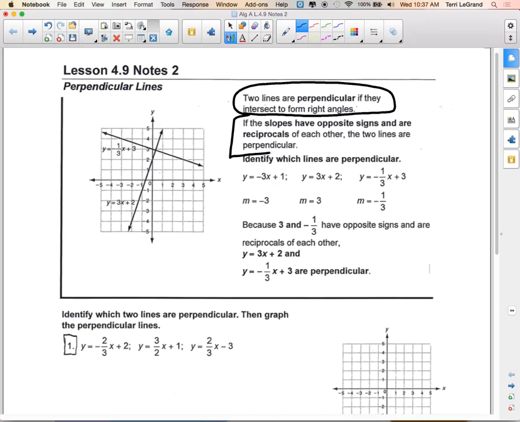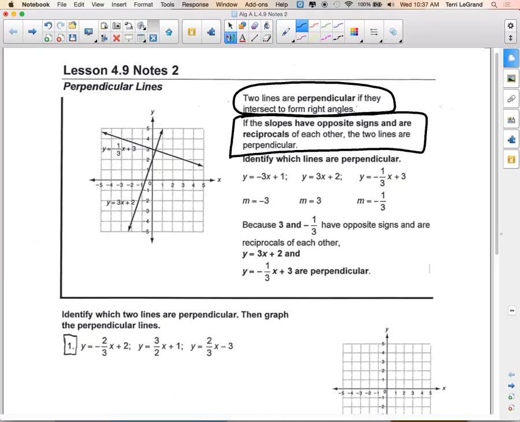So if you circled one, box the other. I kind of circled one, so here's what makes that happen. If the slopes have opposite signs, so in other words, one of them has a positive slope, the other one has a negative slope, and are reciprocals of each other. Give me an example of some reciprocals.